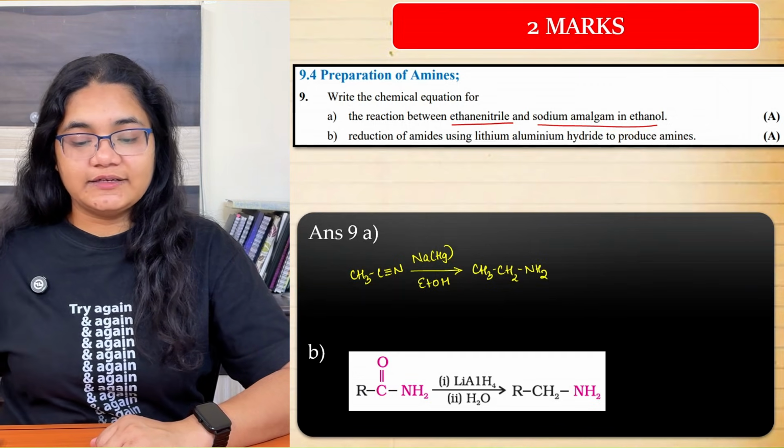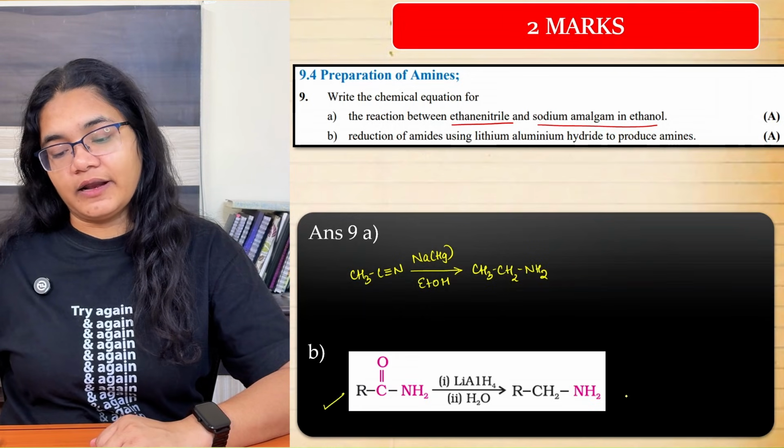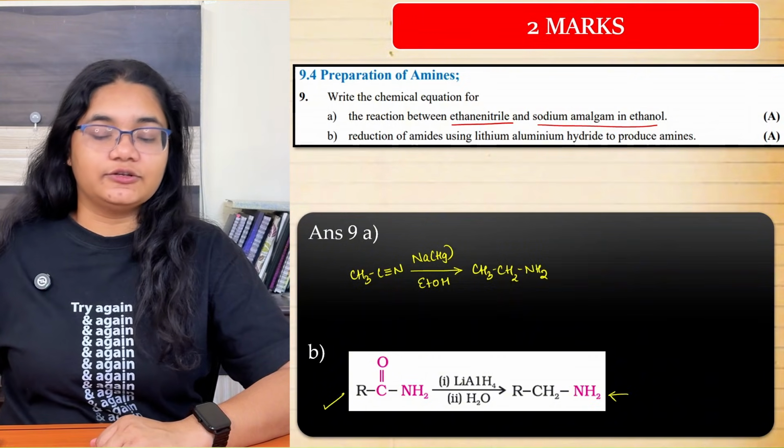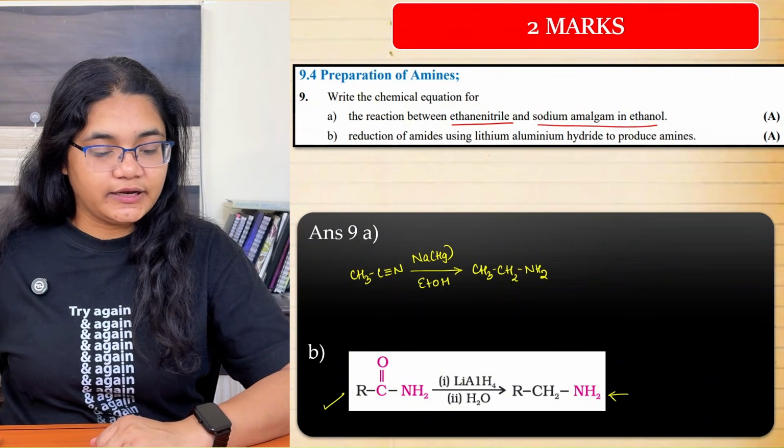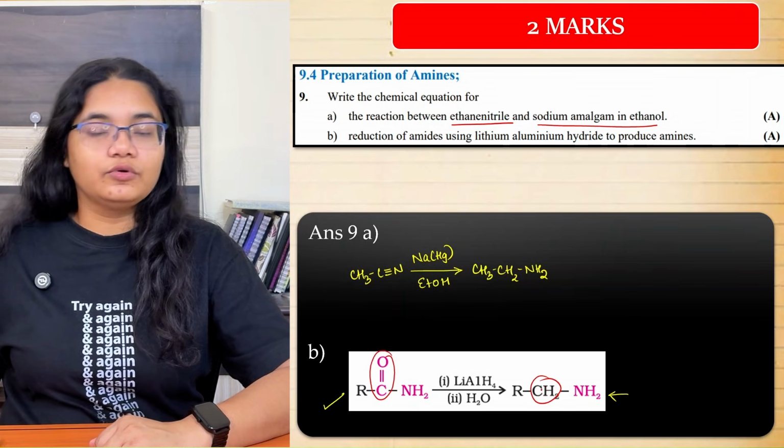Next, reduction of amides using lithium aluminium hydride. So RCONH2 with lithium aluminium hydride will give you RCH2NH2. This CO group which is present, right, I'll just mark it. See, this CO group is converted to a CH2 group.